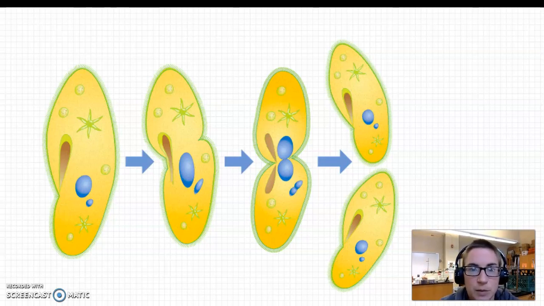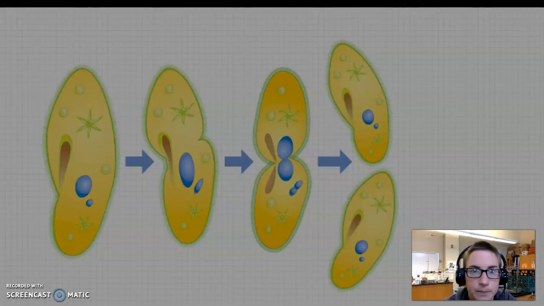This is just showing you kind of a cartoon of what this looks like. So one paramecium gets bigger, its organelles, which are the structures inside it, grow, and eventually it gets big enough that it can divide in half and make two paramecia.